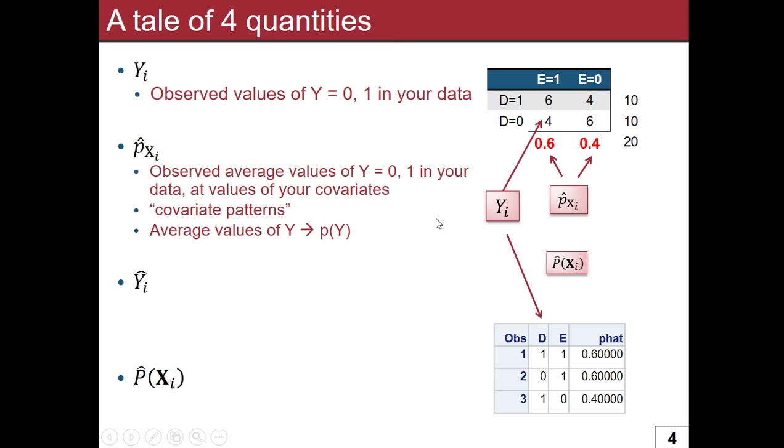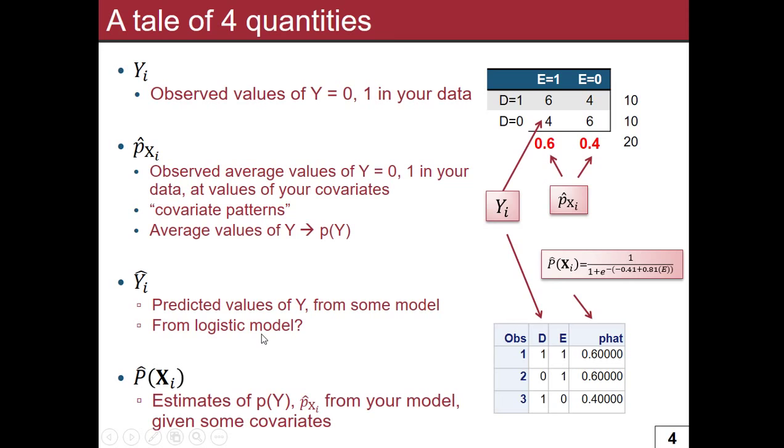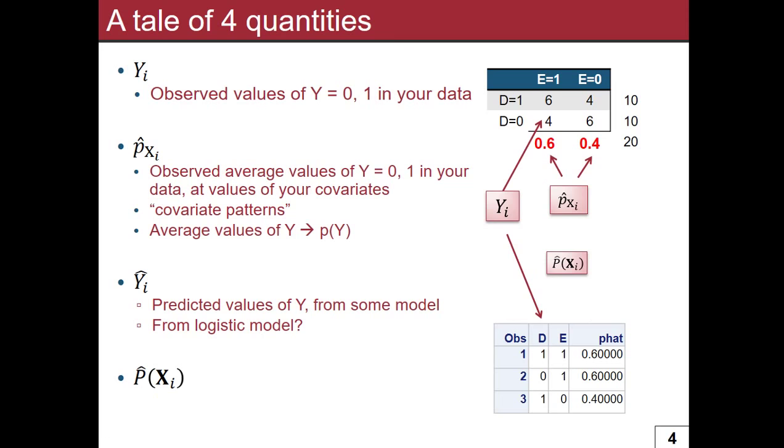Okay, so that's p sub xi here. Okay, cool. So that is this little one here. Okay, so the yi hat are predicted values of y from some model. This is notation we've seen before, I had it on the last slide. I don't have yi hats on here because we haven't actually fit a model.